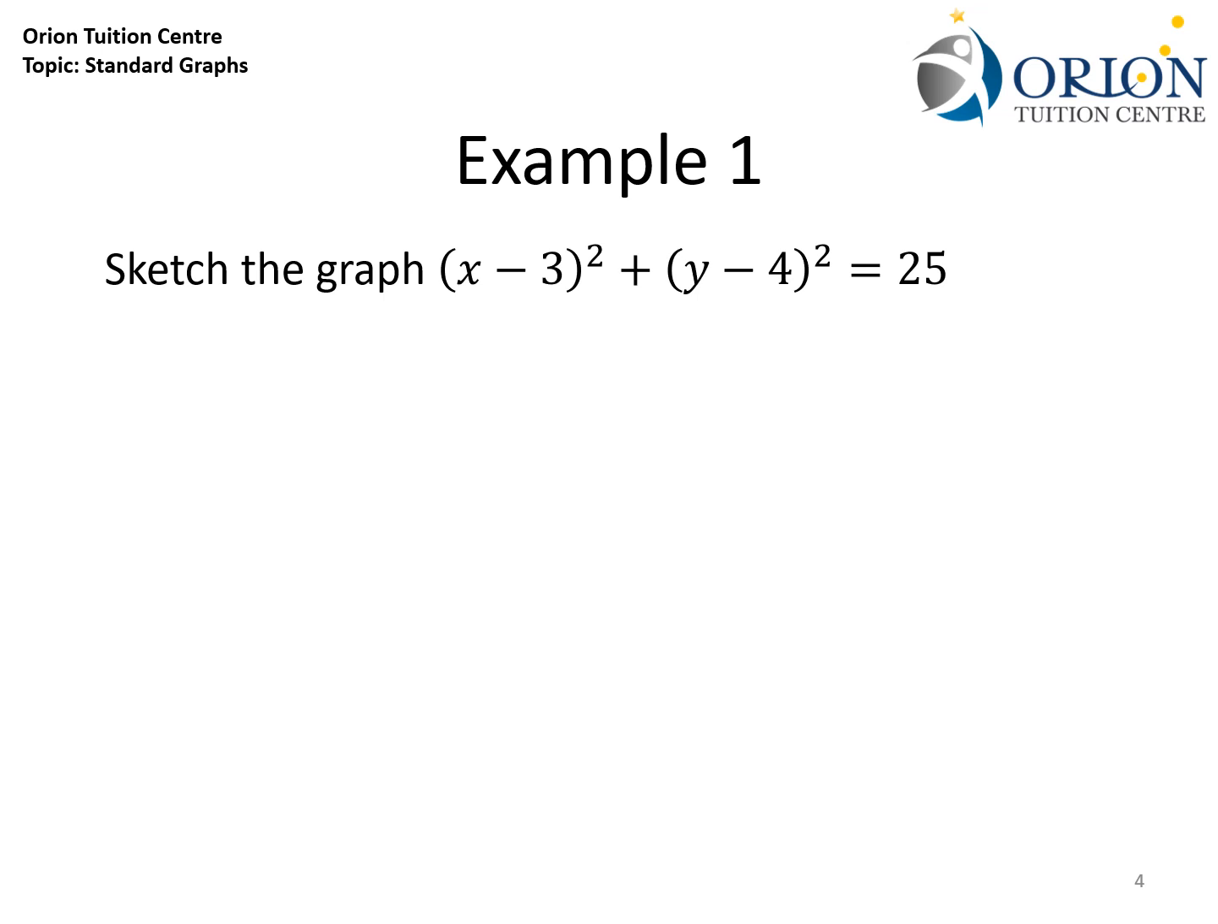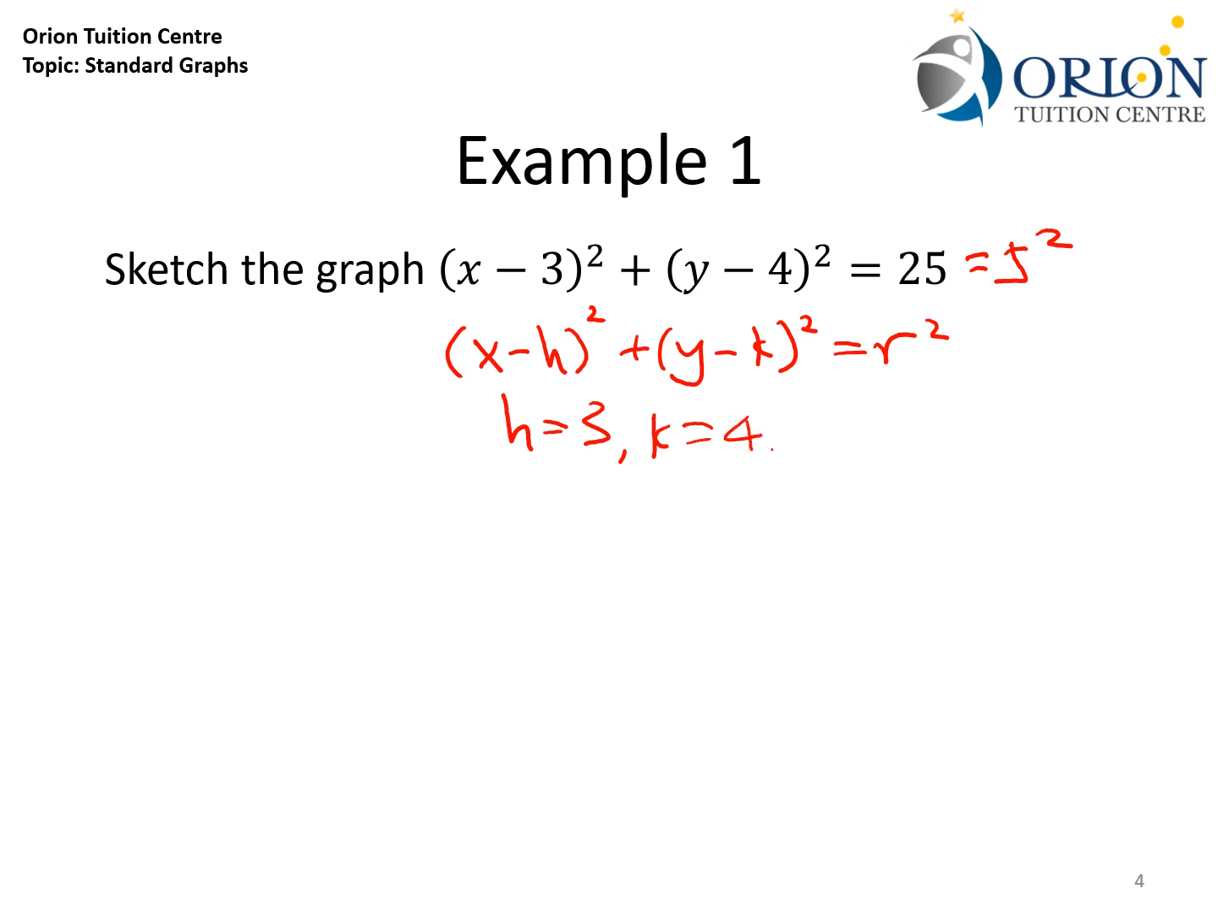In this example, we are asked to sketch the graph of (x minus 3) squared plus (y minus 4) squared equals 25, and 25 can be written as 5 squared. And thus, we can see that this is exactly the form of (x minus h) squared plus (y minus k) squared equals r squared, where h is equal to 3, k is equal to 4, and r is equal to 5. And therefore, we know that the center of the circle is at the point 3, 4, which is somewhere over here, and the radius is 5.